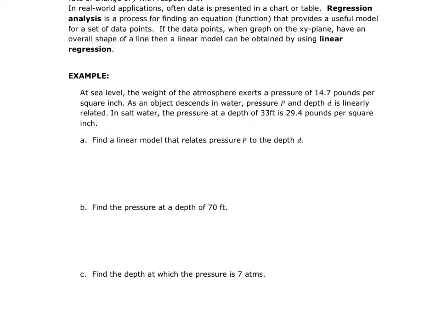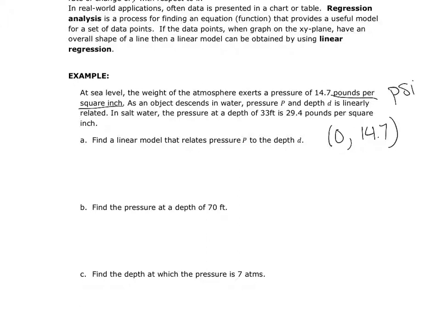So when you are doing this first application, it says at sea level, the weight of the atmosphere exerts a pressure of 14.7 pounds per square inch. So we have our first ordered pair at 0, right at sea level. We have 14.7, and our units here are pounds per square inch. You may see this as PSI.